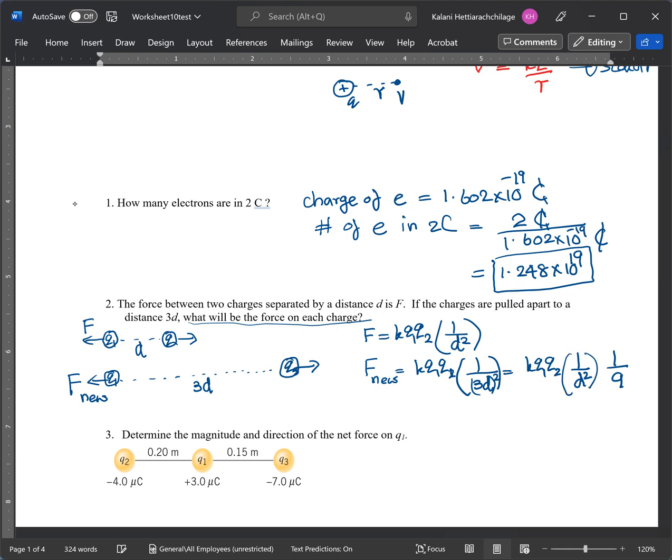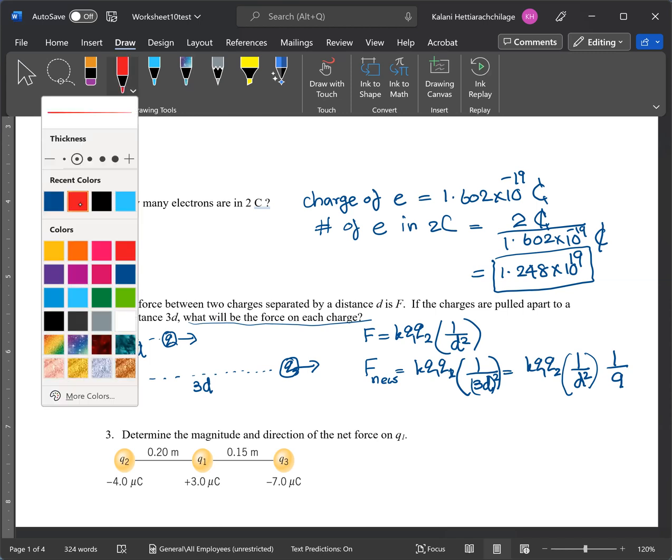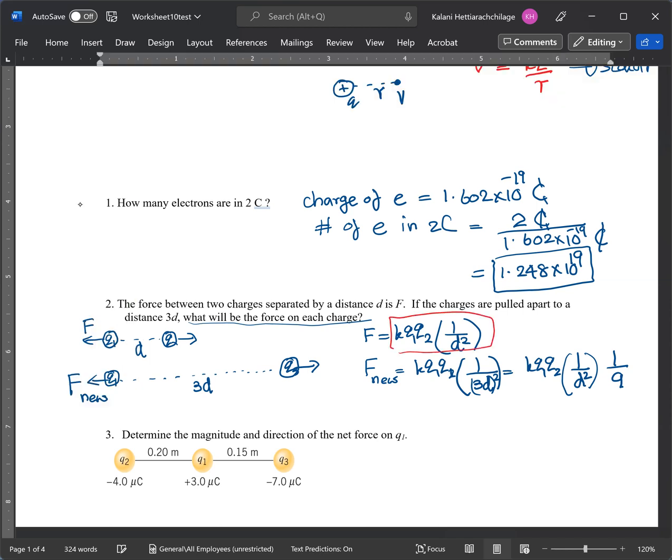So now if I compare the formula that I had earlier and now, you will see I have this formula. This is exactly the same as this part. That means you have an extra term, 1 over 9, which is the change that happened because of your distance increase. That means what happened? Your new force equals 1 over 9th of your old force.